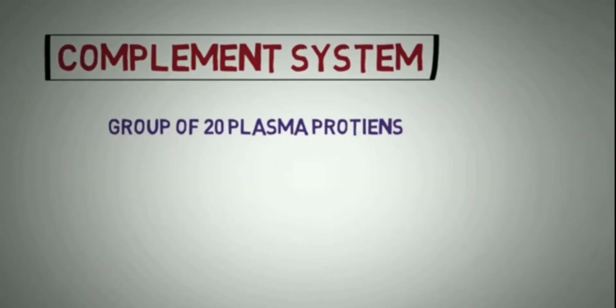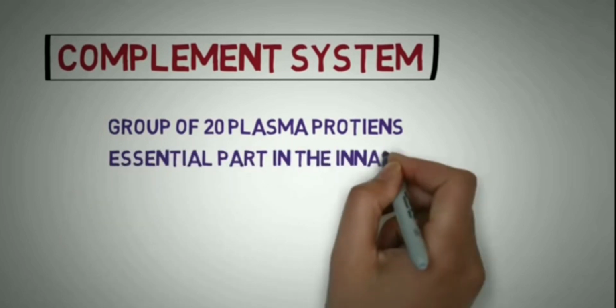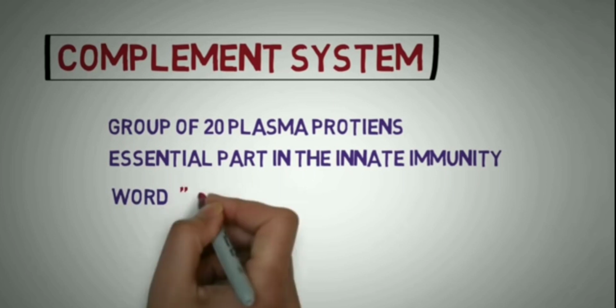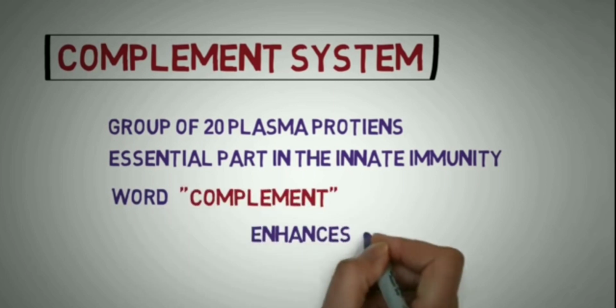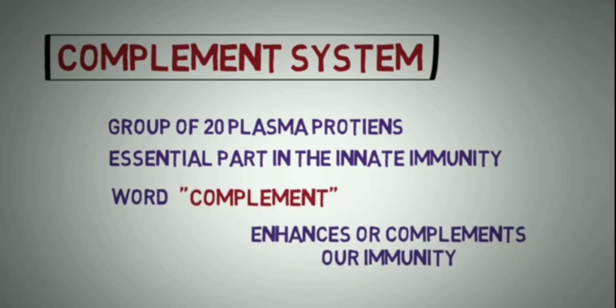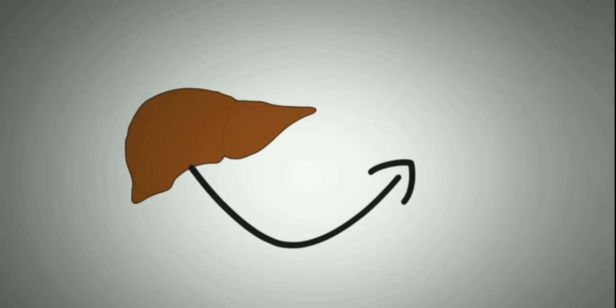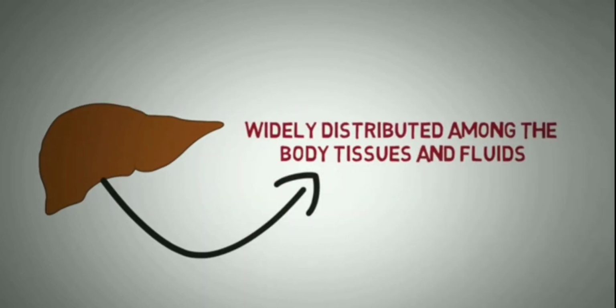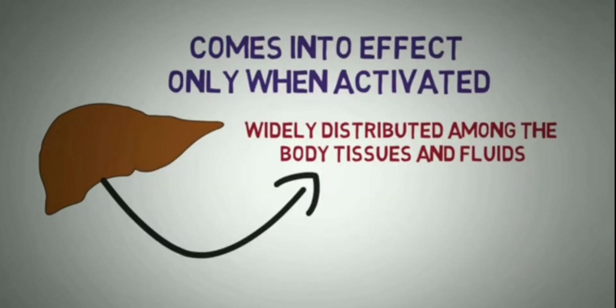So the complement system is a group of about 20 plasma proteins that form an essential part in the innate immunity. The word complement is used because the complement system enhances or complements our immunity. The complement system proteins are mainly synthesized in the liver and then widely distributed among the body tissues and the fluids. The complement system comes into effect only when it is activated.